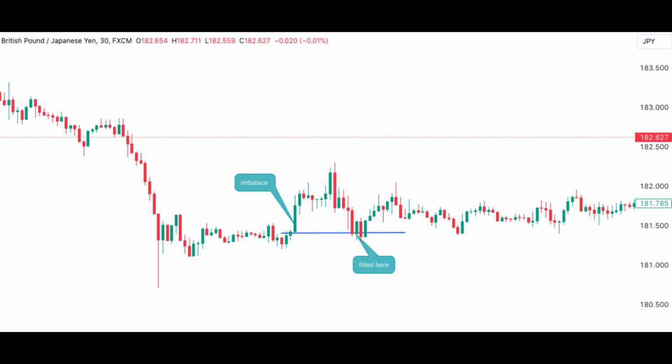It's good to know that imbalance can also be used as an entry confirmation in trade after analysis. Learning to use it will be a great tool in your trading arsenal.